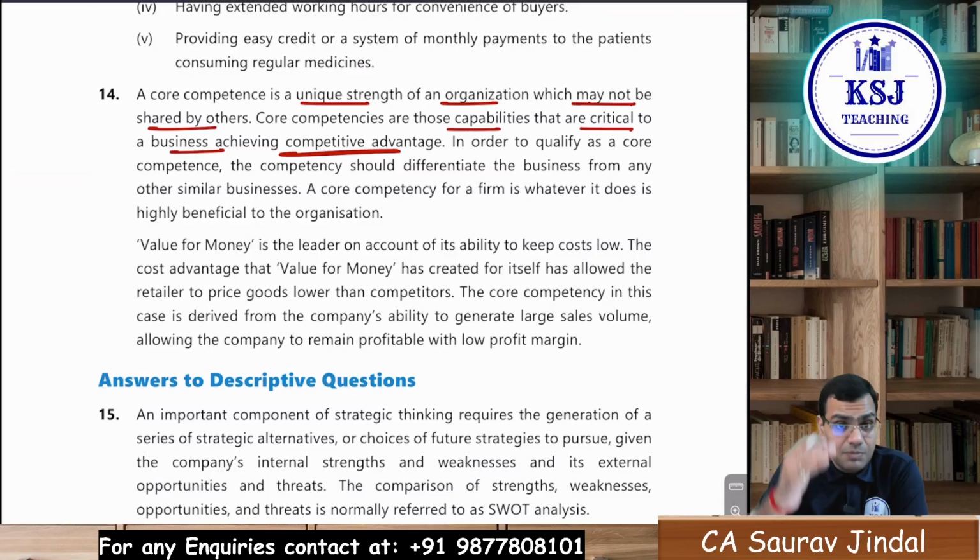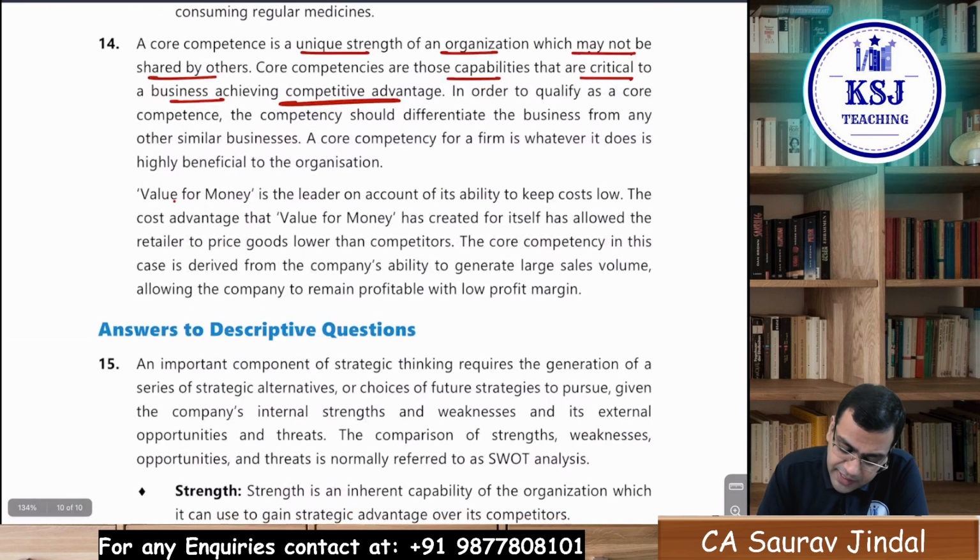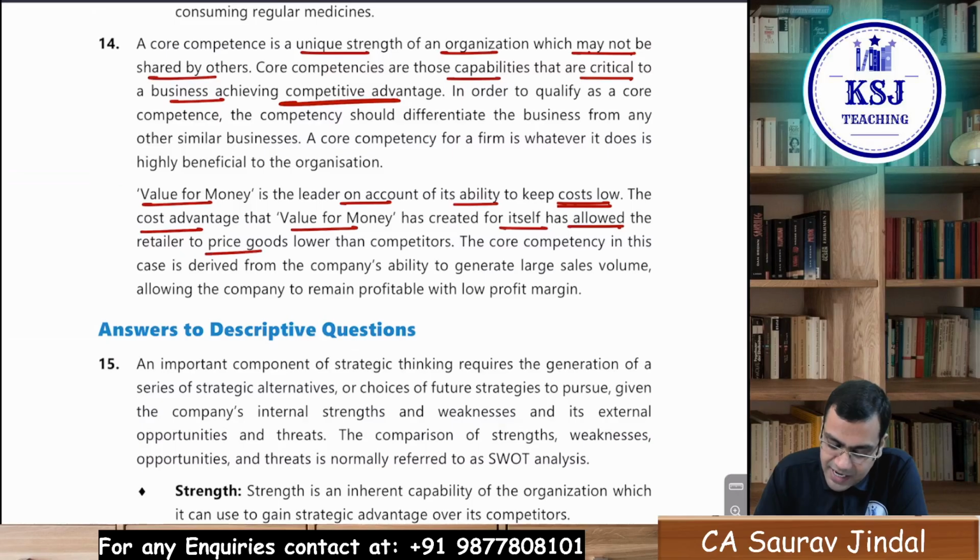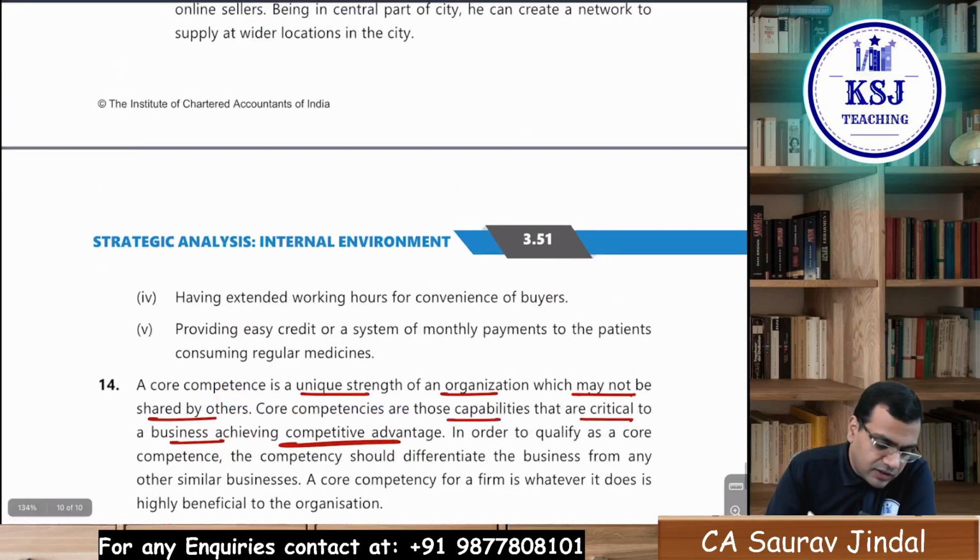So you have to explain what the core competencies are, right? Then you have to tell that Value for Money is the leader on account of its ability to keep the cost low. The cost advantage that Value for Money has created for itself has allowed the retailer to price the goods lower than the competitors and thus gain the competitive advantage. Clear? So with this, we are done with all the scenario based questions.